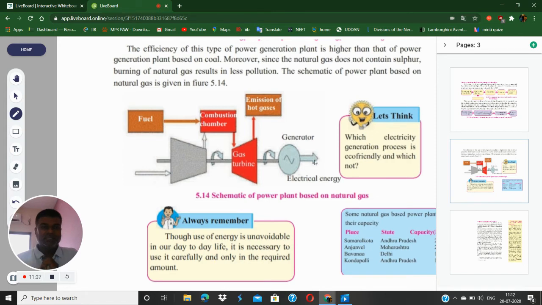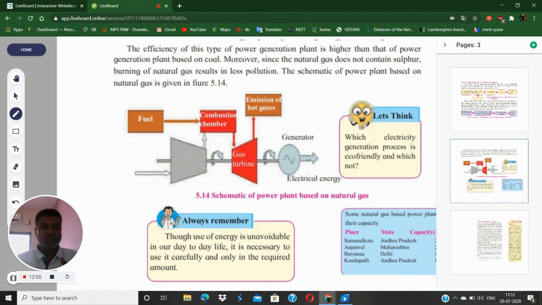Always remember that although it is used in our day-to-day life, it is necessary to use it carefully and only in the required amounts. We can use it only in the required amount.